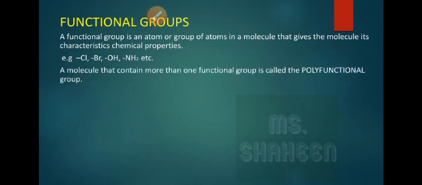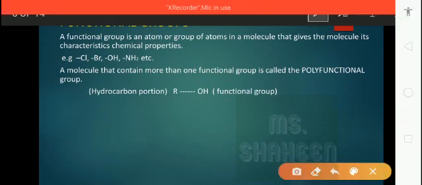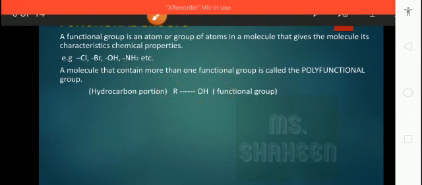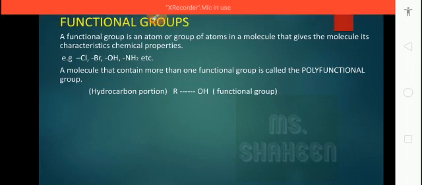Okay, a molecule that contains more than one functional group is called a polyfunctional compound. For example, I told you in great detail about the alkyl group. You may see here is alkyl, and the OH group, which is a functional group, is attached here. R could be anything, that may be methyl, ethyl, propyl.